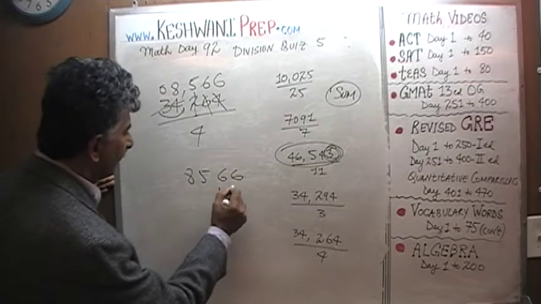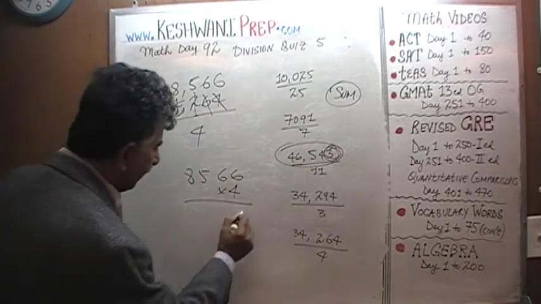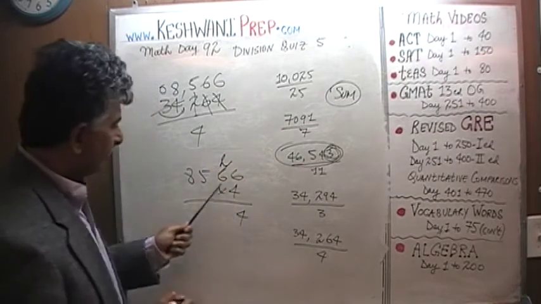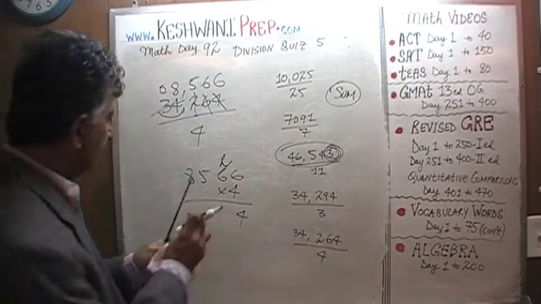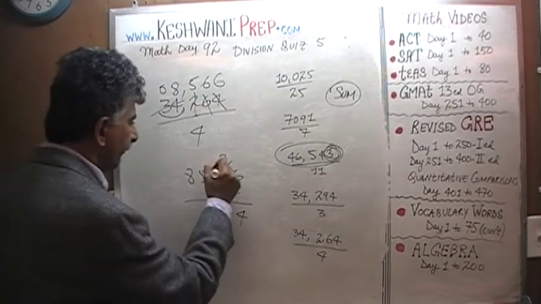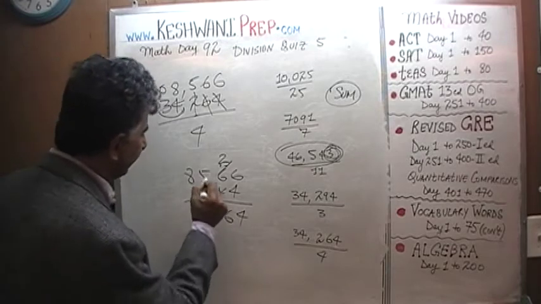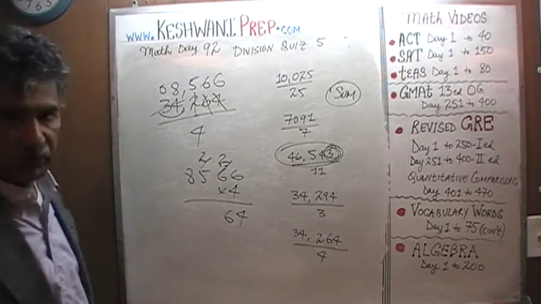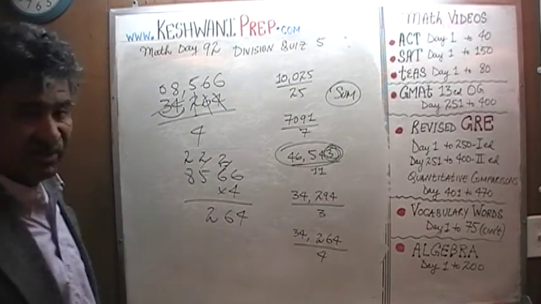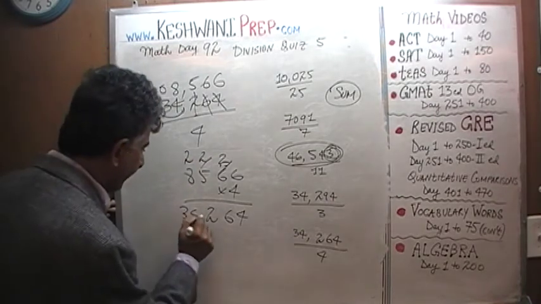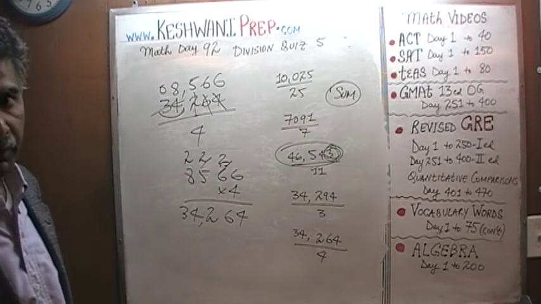8,566 times 4 better give us what we started out with. 6 4s are 24, 4 carry 2. 6 4s are 24 plus 2 is 26, 6 carry 2. 5 4s are 20, 20 plus 2 is 22, 2 carry 2. 8 4s are 32 plus 2 is 34. We end up with 34,264, which is what we started out with.